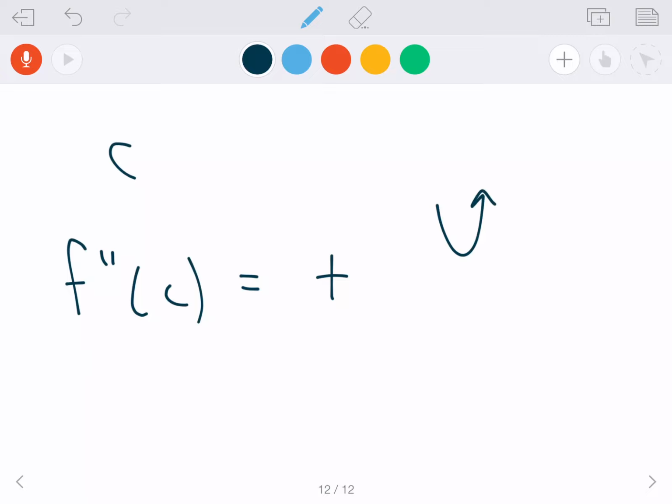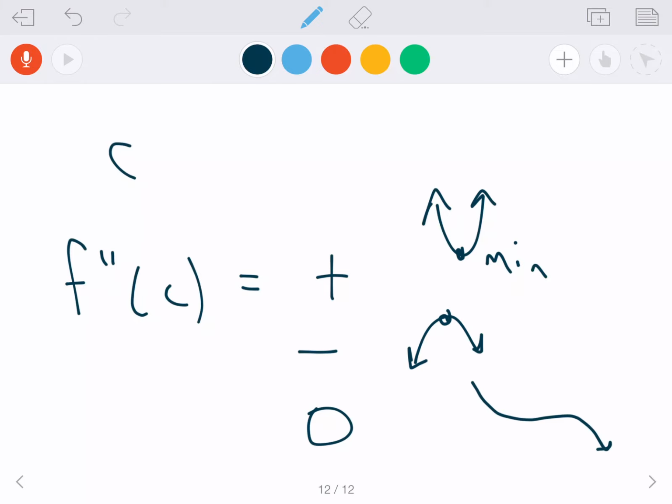So let's say you've got critical number c. If you take the second derivative at that critical number and it's positive, again, I don't care what the value is, just if it's positive or negative, you know it's concave up, so you've identified a relative minimum. If it's negative, it's concave down, so you've identified a relative maximum. If it's 0, you're in one of these situations where it's neither a max nor a min. It just changes from concave up to concave down. You've identified a point of inflection right there.